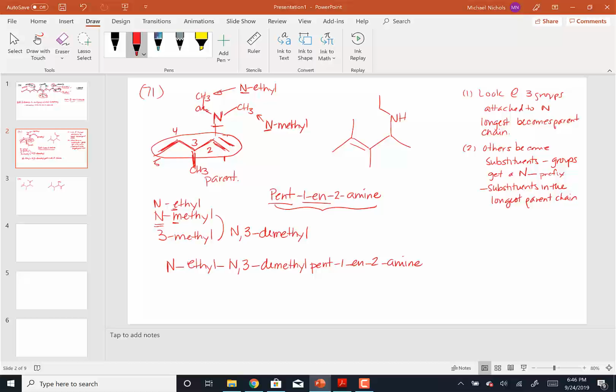So again, looking at this name, I've got a 5-carbon chain, a double bond between carbons 1 and 2, an amine at carbon 2, and attached to that amine is an ethyl group and a methyl group, and then there's also a methyl group attached to carbon 3. Okay? So that's kind of how we go through and deal with amines. So let's take this structure, since I didn't give myself enough room, and let me rewrite it here.